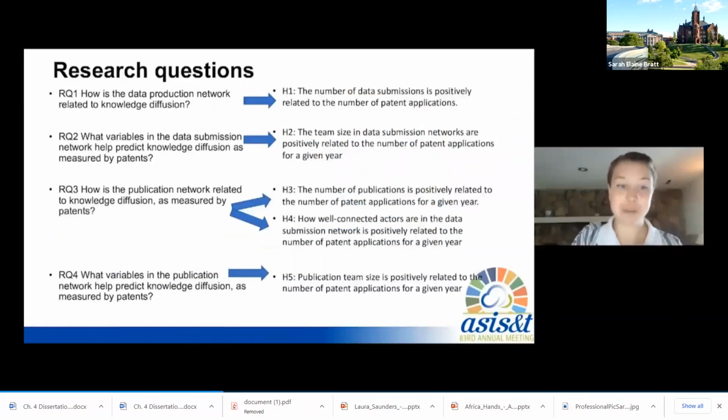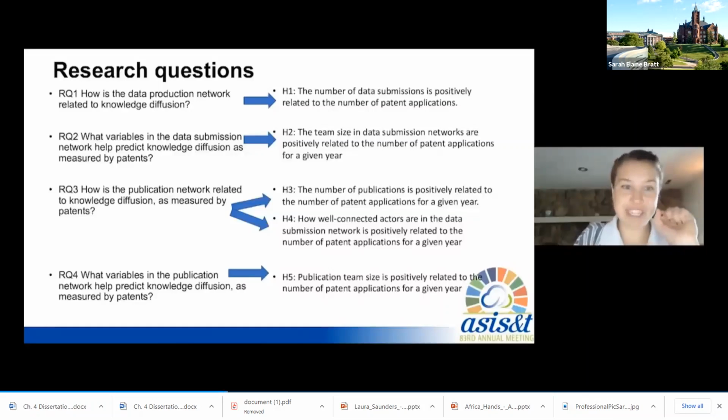We have 4 research questions, and these are all operationalized, and they have their accompanying hypotheses, which I will take you through shortly. But the first 2 are really interested in knowledge diffusion as predicted by our data production. So our first research question: how is data production related to knowledge diffusion? And what we thought is that the number of data submissions is related to the number of patent applications.